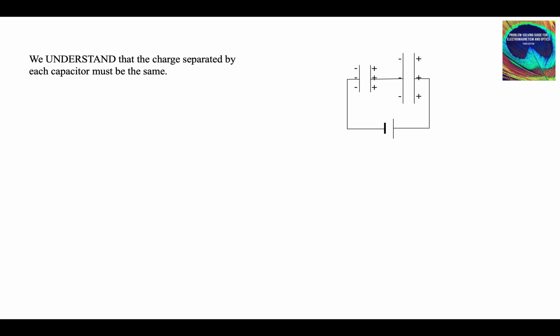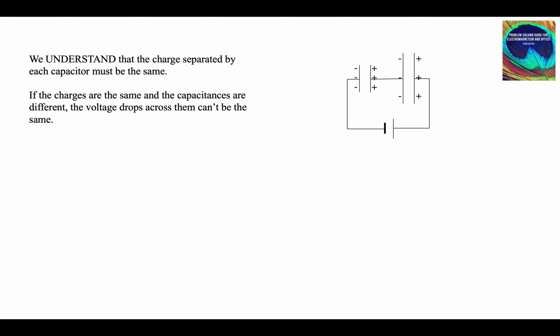So we understand fundamentally that the charge has to be the same. These capacitors cannot possibly have different charge because the charge one has came from the other capacitor. No charge comes from the battery. The battery is not a source of charge, it's a charge pump. It pumps charge from one side to the other.